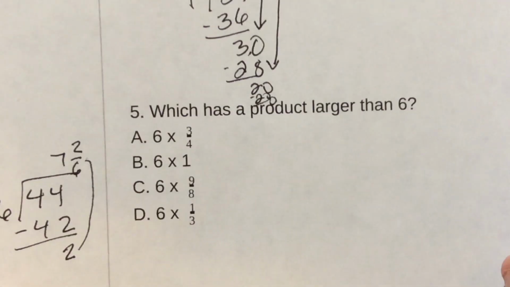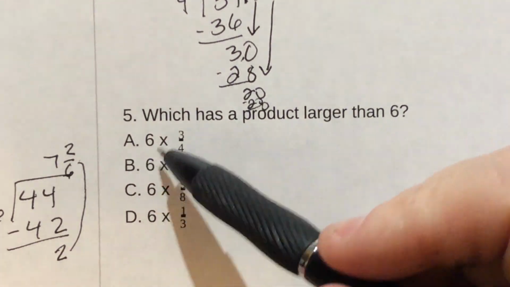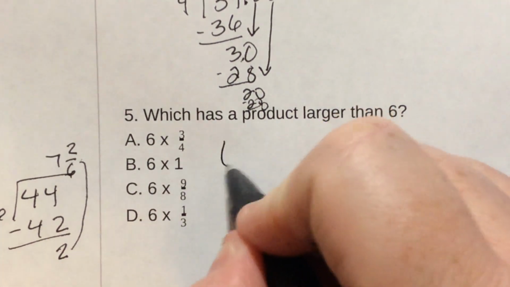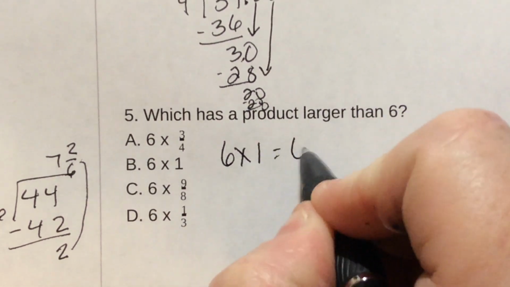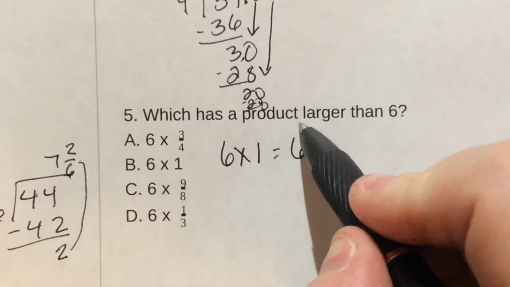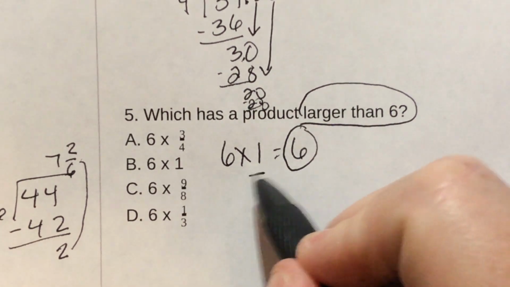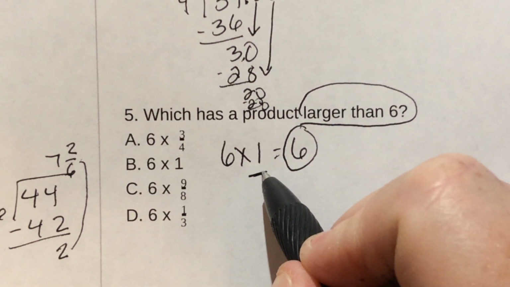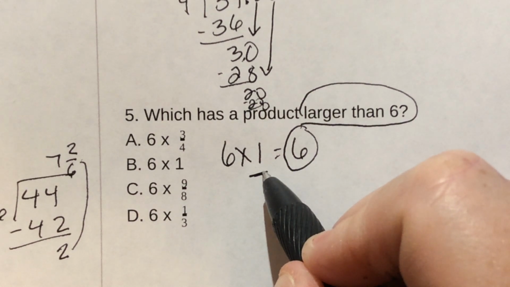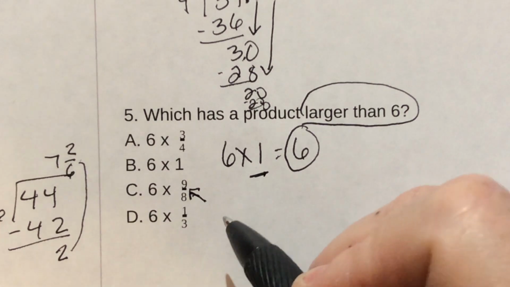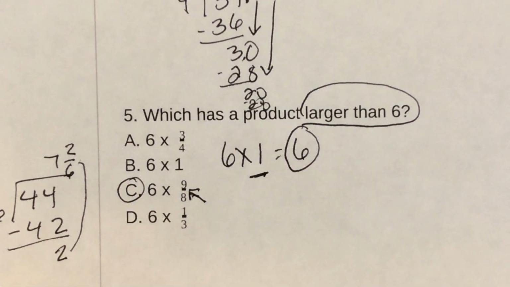Okay, which has a product larger than 6? So you notice 6 is multiplied by different numbers. So if I said 6 times 1 is 6, and I want my answer to be larger than 6, I need this number to be larger than 1. I have to multiply 6 by something larger than 1. And what would it be? 9/8, because it's improper. It's larger than 1 whole. Okay?